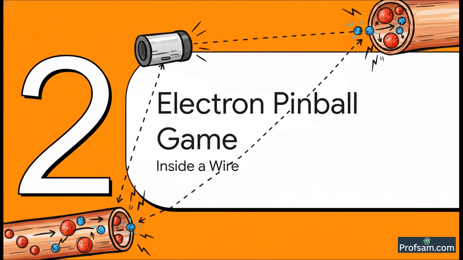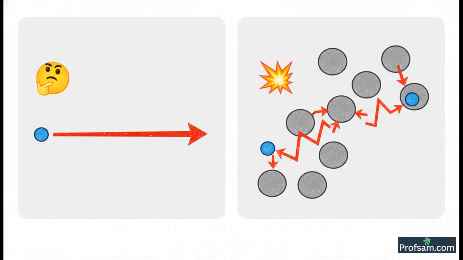Now, to solve this mystery, we have to shrink ourselves down, way down, and go inside the copper wire. We need to see what the electrons are actually doing in there. Let's see how this builds our understanding. So what do we imagine? We think electrons just flow in a nice, neat, straight line, right? Like cars on an empty highway. But that's not what happens at all.